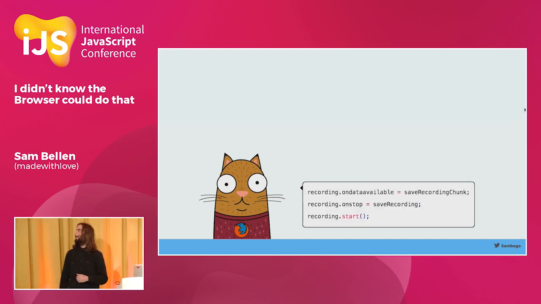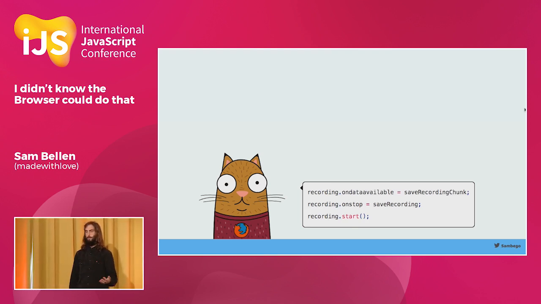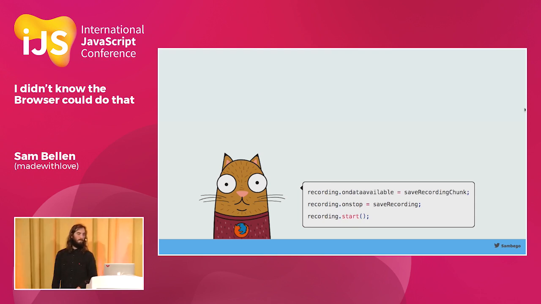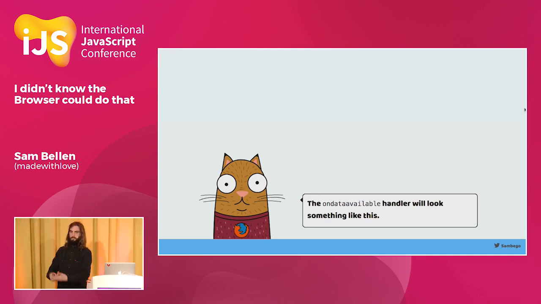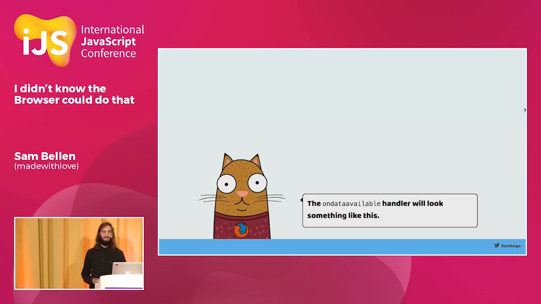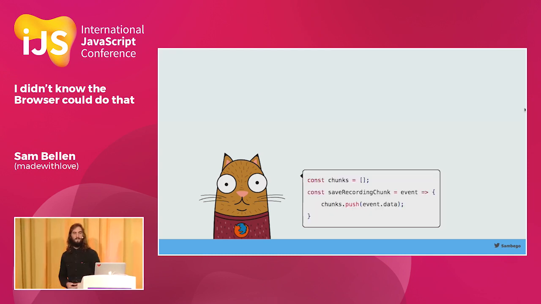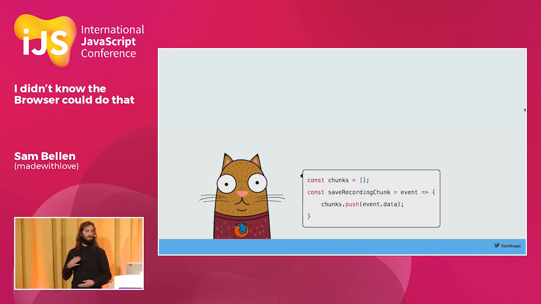Then you add some event handlers, like what to do when there's data available, what to do when you stop recording, and you just say, start recording. Now, this is going to trigger this ondataavailable event quite a few times, every X milliseconds, I think. So every time this event handler runs, it's just going to save a chunk of your video in an array, which we'll use later.